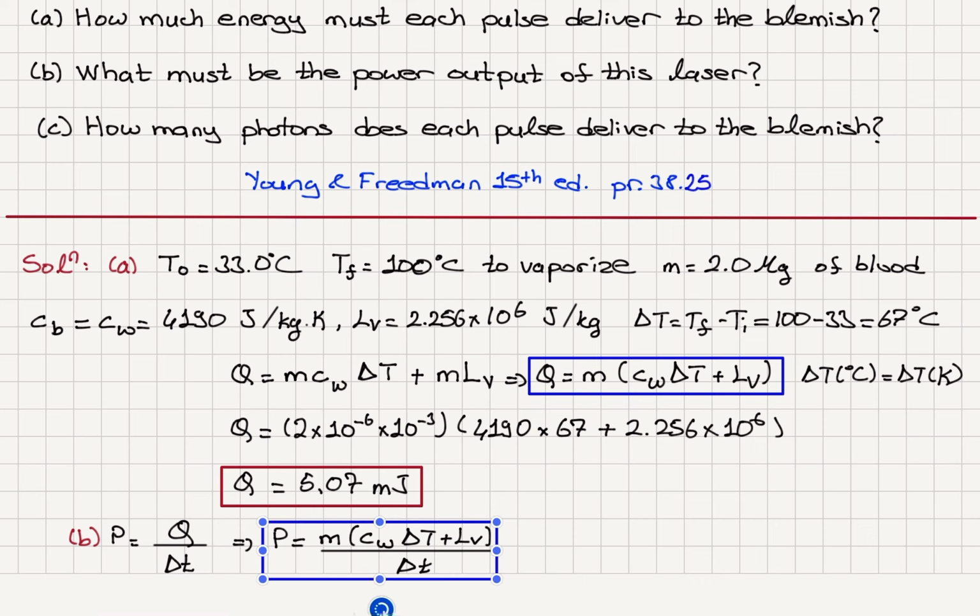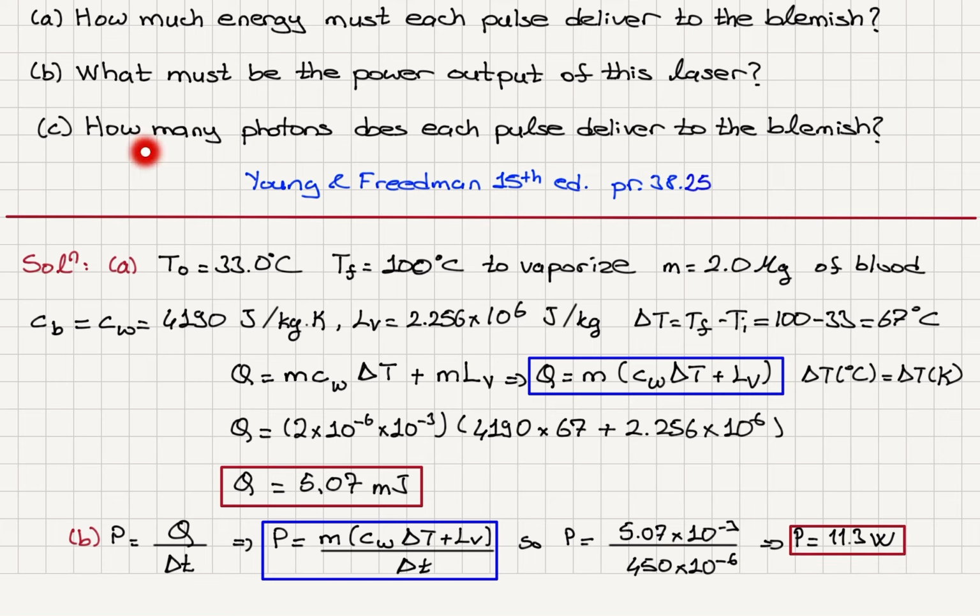And if we calculate this, the power output should be 5.07 millijoules, so it's 5.07 times 10 to minus 3 joules, divided by 450 microseconds, 450 times 10 to minus 6. This gives us a power output of 11.3 watts. So that's the requirement for this dye laser.